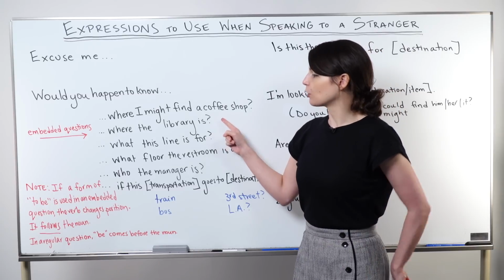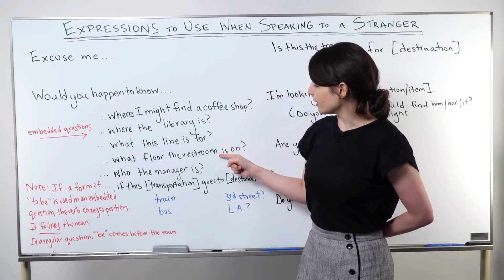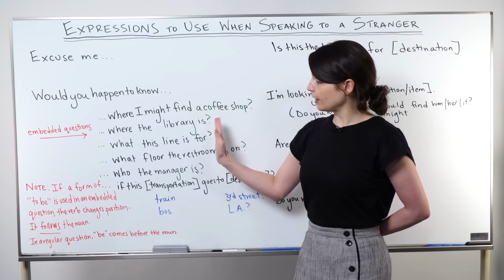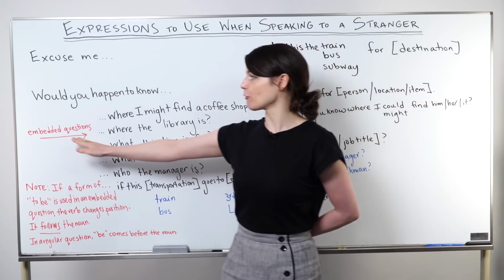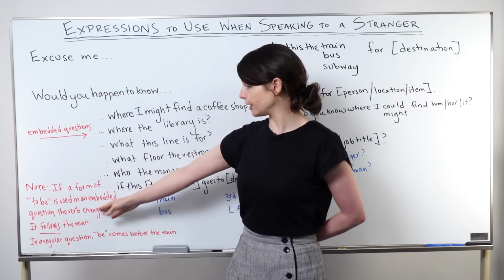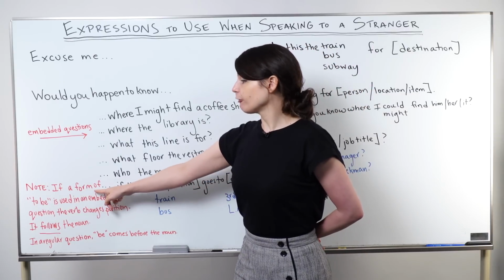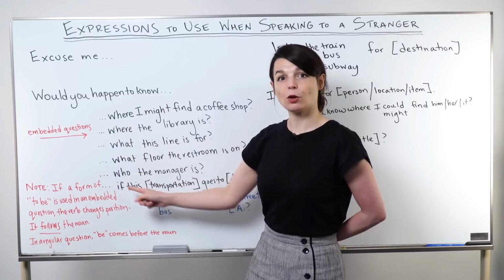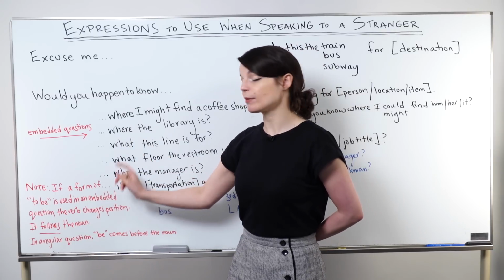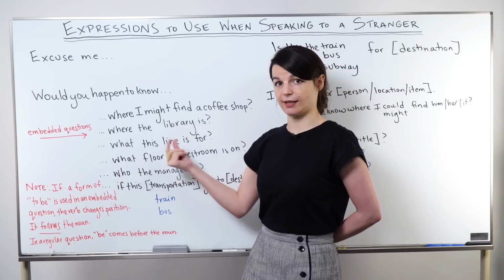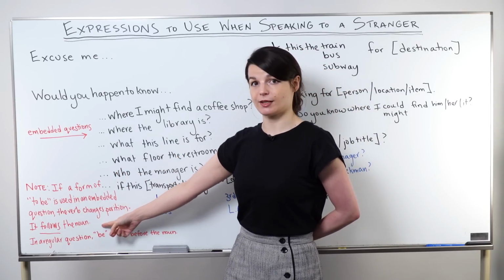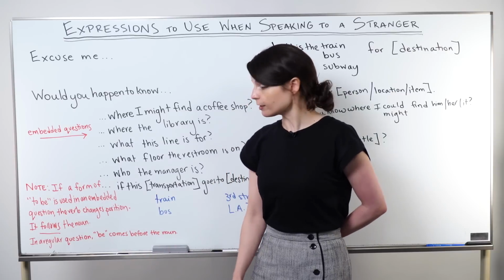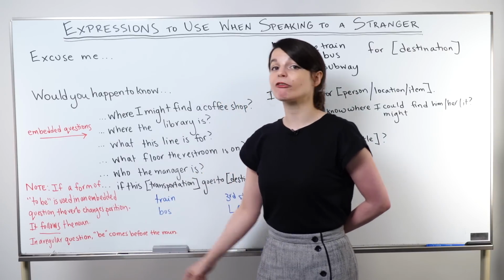Also, you'll notice the grammar, especially in these sentences, is a bit different from a regular question. This is a special kind of grammar for embedded questions. I have it in this note here. If a form of the verb to be is used in an embedded question, the verb changes its position in the sentence. It follows the noun. So when you're making regular questions, the verb be comes before the noun.